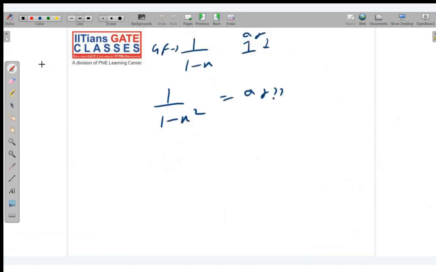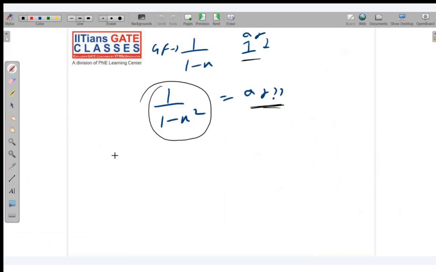So the generating function is 1 upon 1 minus x, and the numeric function is 1. We already know this. Now the question is 1 upon 1 minus x square. If the generating function is 1 upon 1 minus x square, what will be the numeric function? We want to find this. The approach is similar to the one we have used till now.